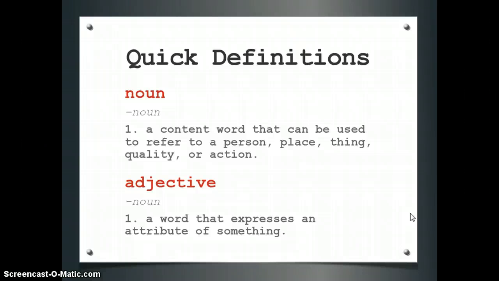Some quick definitions that you might need. Noun: a content word that can be used to refer to a person, place, thing, quality, or action. Adjective: a word that expresses an attribute of something. To explain these words a little more simply, a noun is a person, place, or thing, and an adjective describes a person, place, or thing.